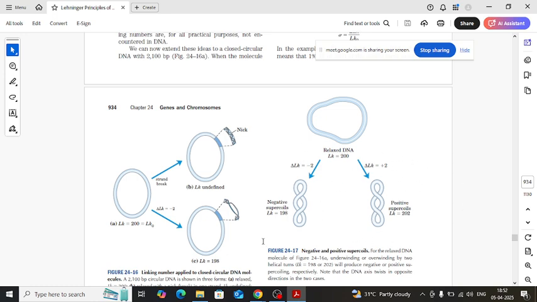So if you decrease the linking number, it will introduce the negative supercoiling. If you increase the linking number, then it will induce the positive supercoiling. Okay, so you can tell me if you have any doubt.